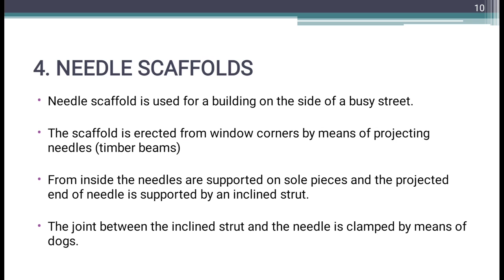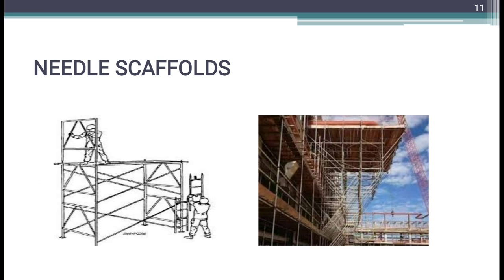Fourth one is needle scaffold. Needle scaffold is used for buildings on the side of a busy street. The scaffold is erected from the window corners by means of projecting needles, that is, timber beams. From inside, the needles are supported on sawn pieces and the projected end of the needle is supported by an inclined strut. The joint between the inclined strut and the needle is clamped by means of dogs. This is a figure for needle scaffolds.